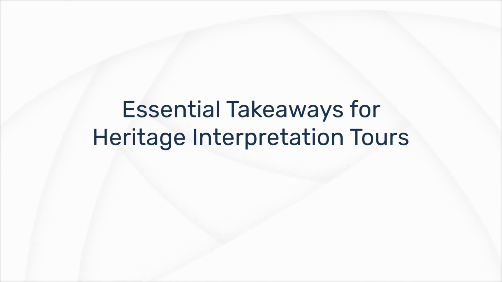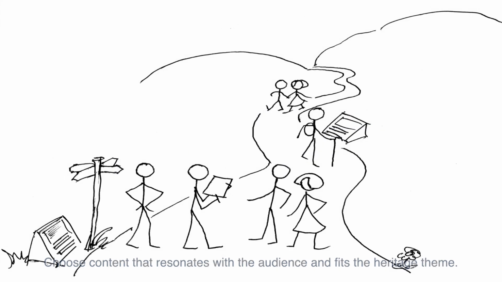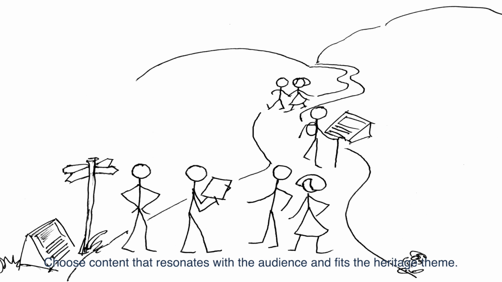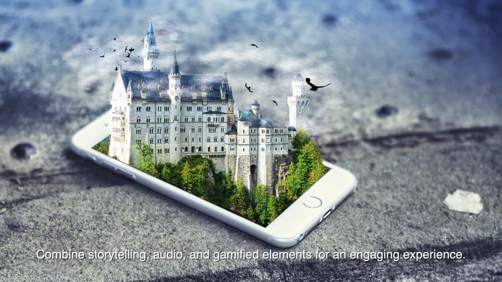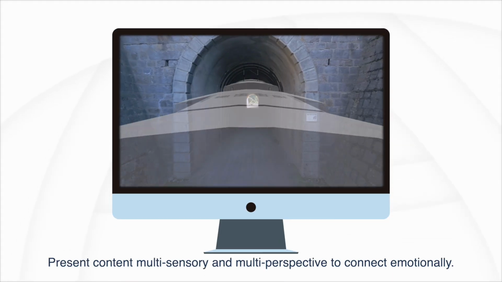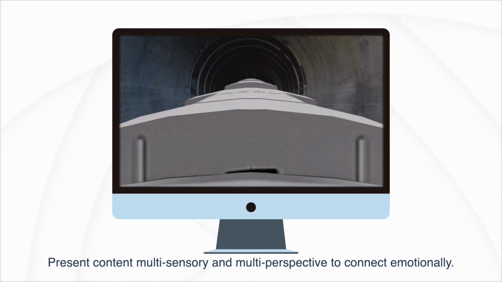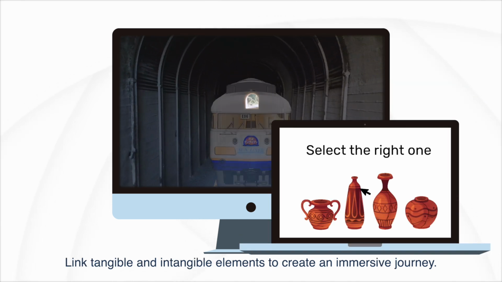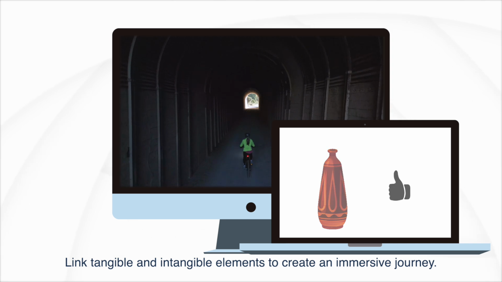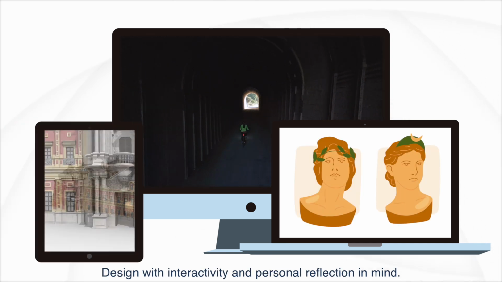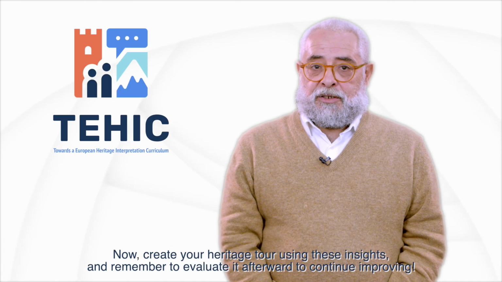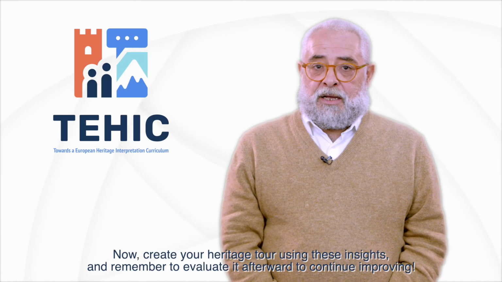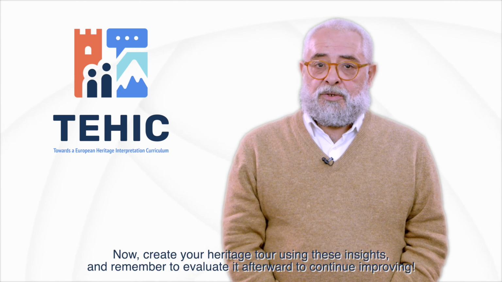Essential takeaways for heritage interpretation tours. Choose content that resonates with the audience and fits the heritage theme. Combine storytelling, audio, and gamified elements for an engaging experience. Present content multi-sensory and multi-perspective to connect emotionally. Link tangible and intangible elements to create an immersive journey. Design with interactivity and personal reflection in mind. Now, create your heritage tour using these insights and remember to evaluate it afterward to continue improving.